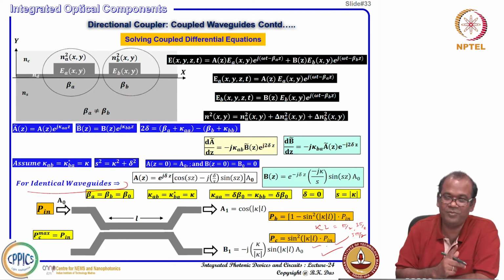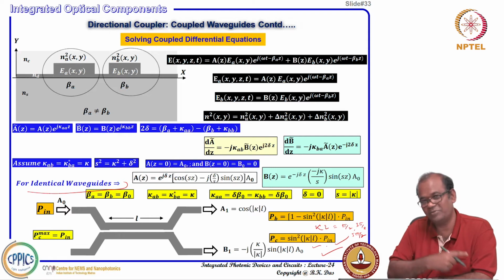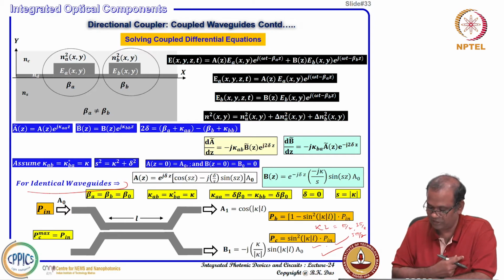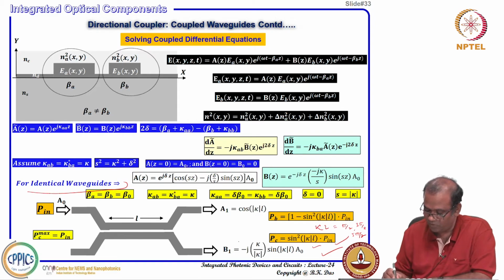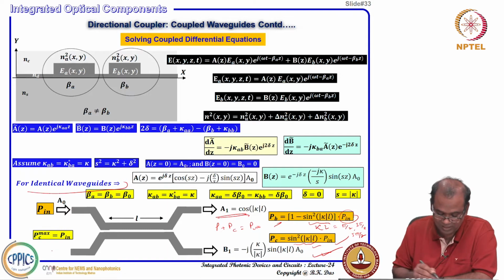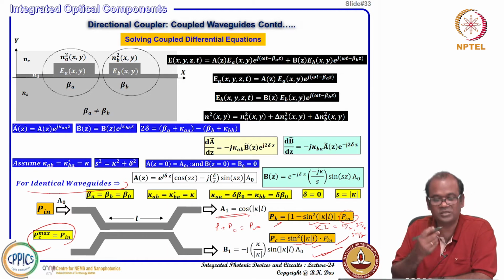So for identical waveguides you can indeed transfer power to the second waveguide completely, theory says. And obviously, if it is lossless, whatever is not coupled to the second waveguide will be in the bar port PB, that means 1 minus sine square kappa L times P input. Obviously this will be less than 1. Together PB plus PC should be equal to P input, lossless. So the power splitting will be distributed like that, and in that case the maximum power coupling to the cross port is obviously equal to P input.